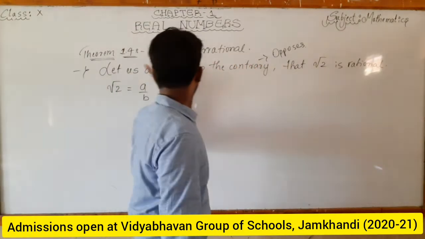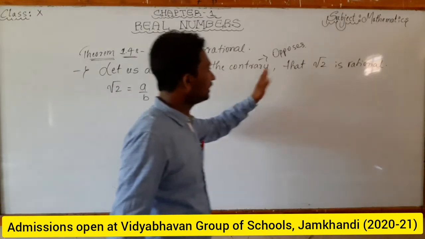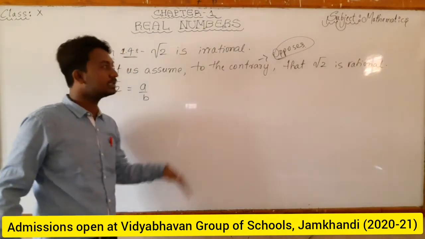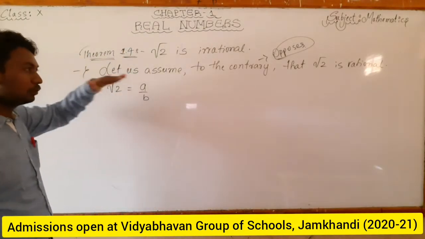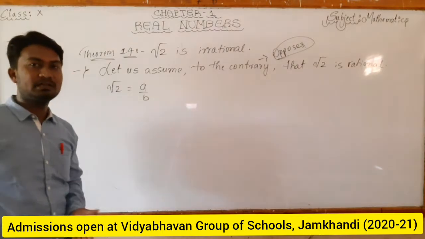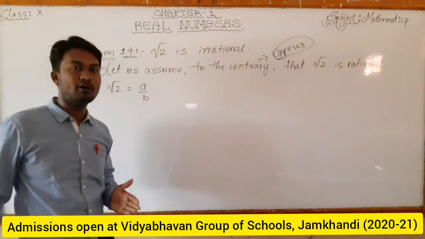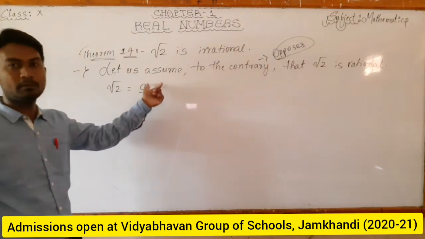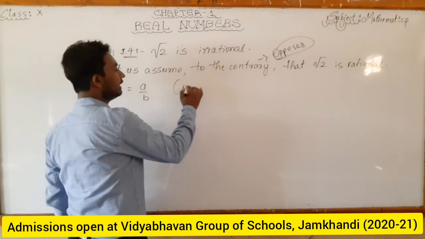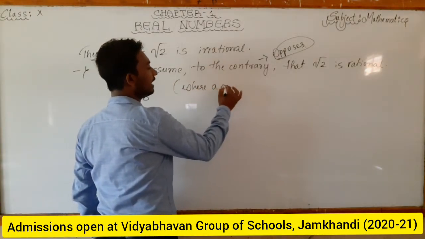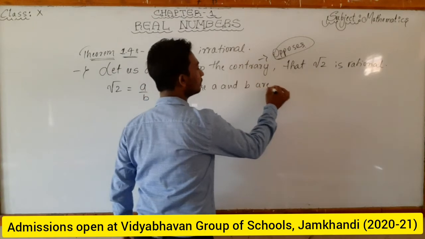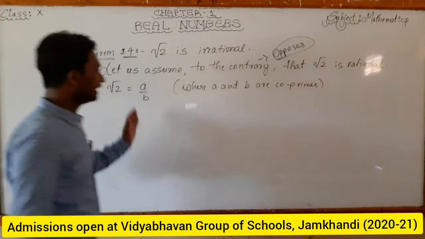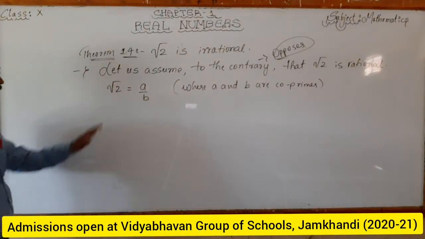method, we have assumed, let us assume to the contrary, that root 2 is rational. Now that root 2 is rational, by the condition of a rational number we can express it in the form of p by q, that is a by b, where a and b are co-primes. Okay, a and b both are co-primes.